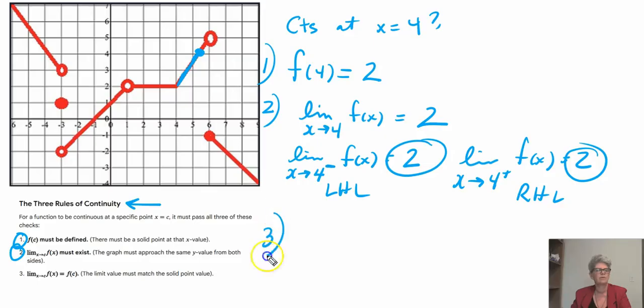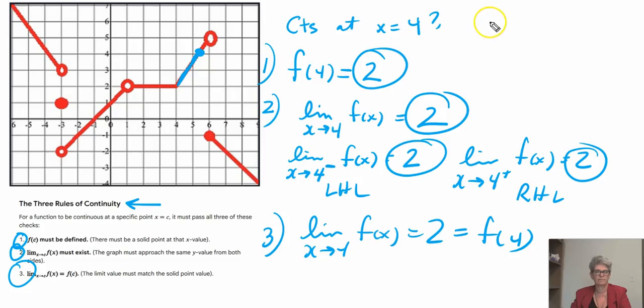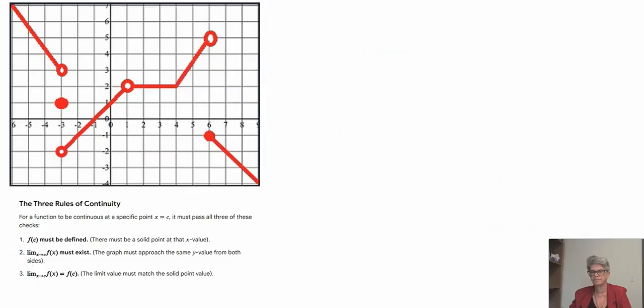And then finally, the third part, we have that the limit as x approaches 4 of f of x, we saw from the second part that it's 2, and we saw from the first part that those are all equal. So the limit and its evaluation are equal, and therefore, by the 3 rules of continuity, the answer is yes. All right, so that's a lot of doing to get it proven.